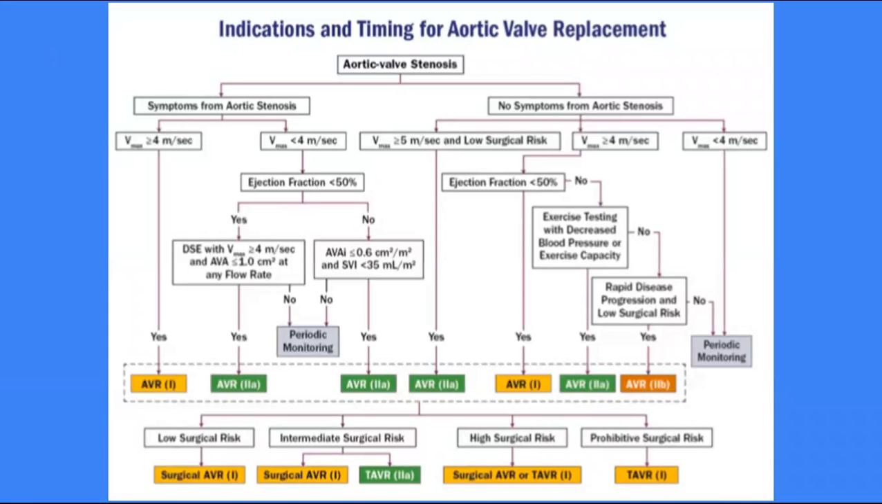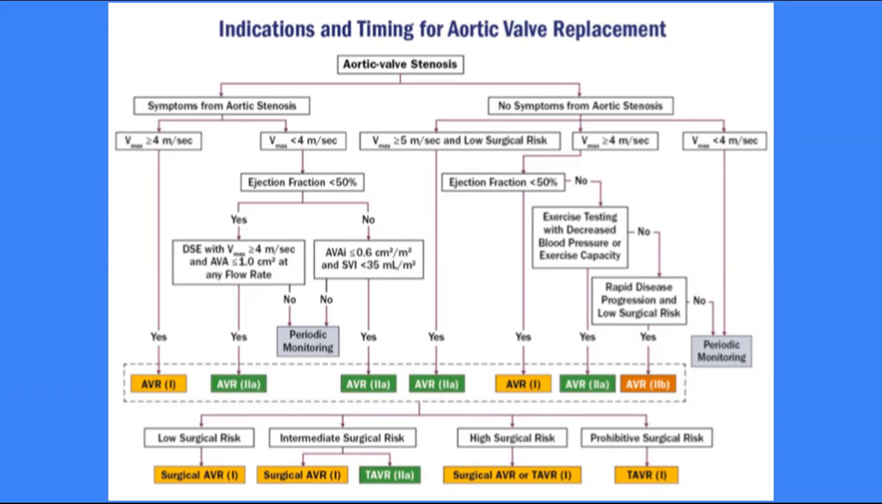Okay, so once you decide that someone has very severe AS and you know medical management isn't going to solve the problem, how do you decide when and if to go under valve replacement? So you can break it down to those that are symptomatic and those that are asymptomatic. We'll start with the symptomatic individuals. So those you start with the velocity, and if it's greater than 4 meters per second, they qualify for replacement.